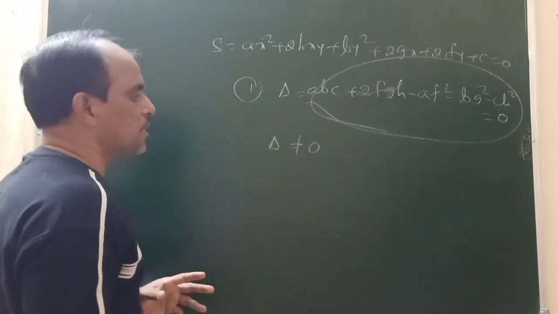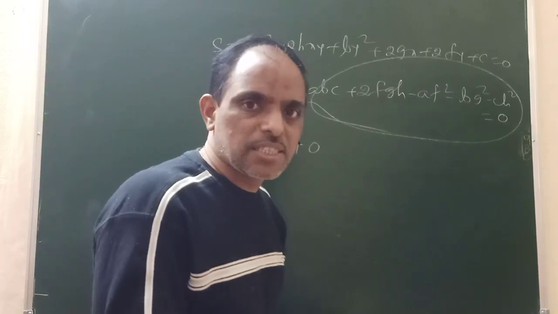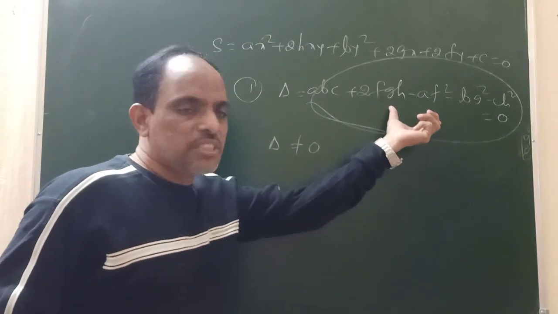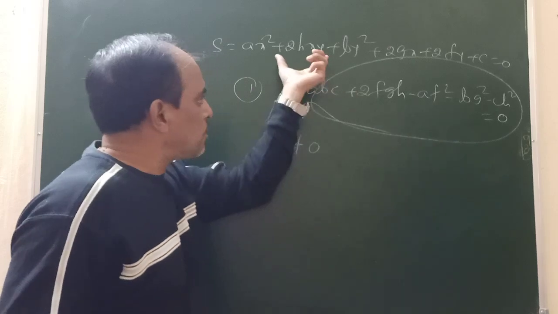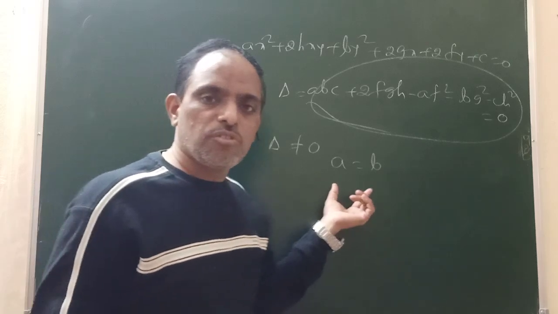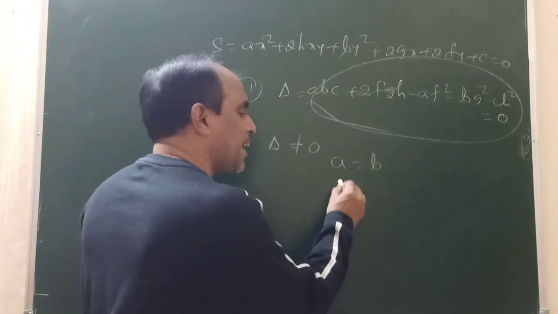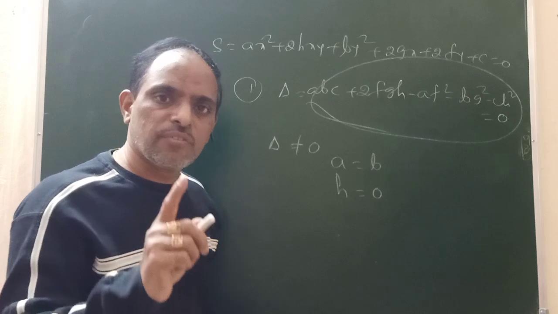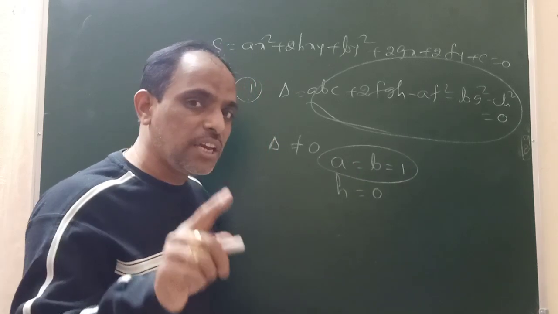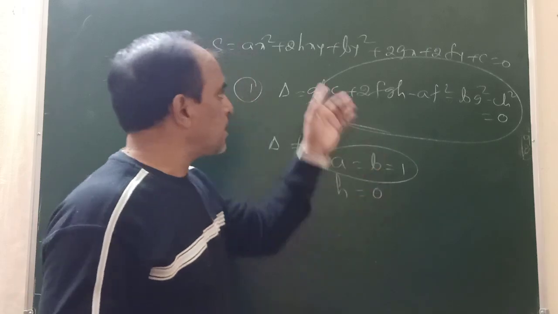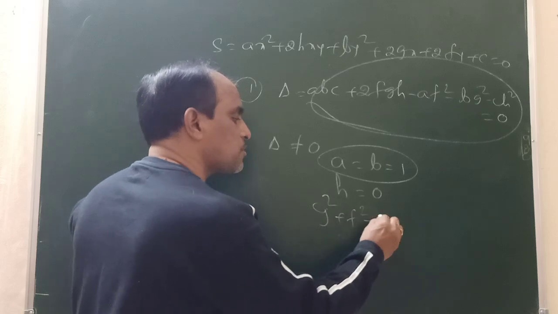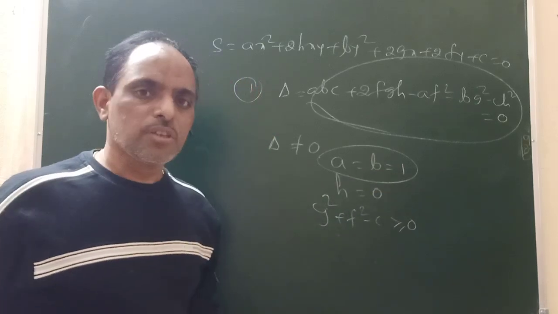Because we are going to discuss circles, I am telling only about circles. If delta is not equal to 0, it represents a circle when a is equal to b. That means the x square coefficient should be equal to the y square coefficient, and h, the coefficient of xy, should be 0 only, and the coefficients of x square and y square should be equal to 1 only. Then only it represents an equation of a circle. And there is one more point we have to remember: g square plus f square minus c should be greater than or equal to 0.